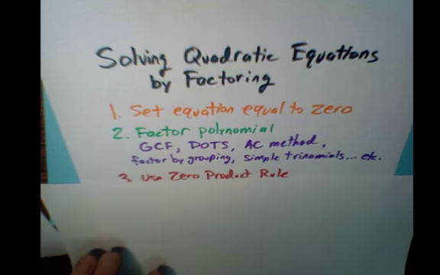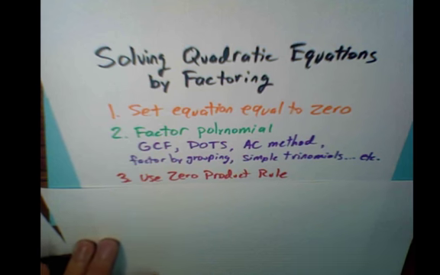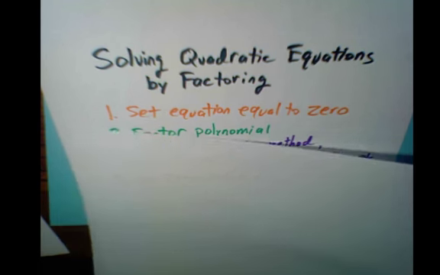After you factor the polynomial, you should use the zero product rule. That's where you set the factors equal to 0, and then you solve each of these equations. So let's do a couple examples now.